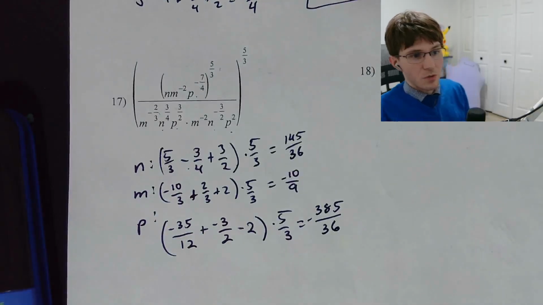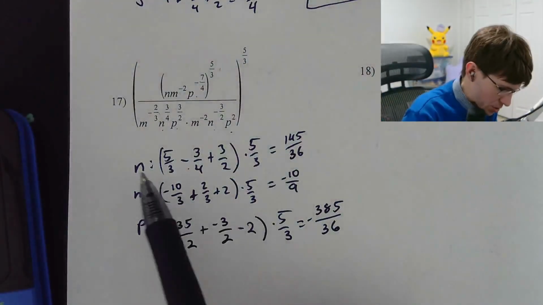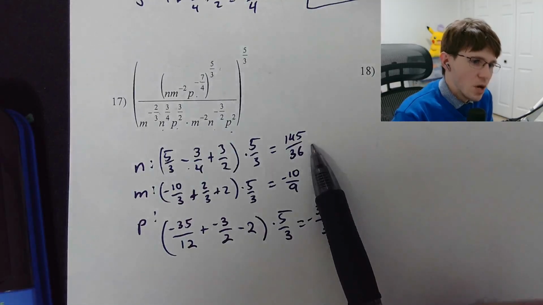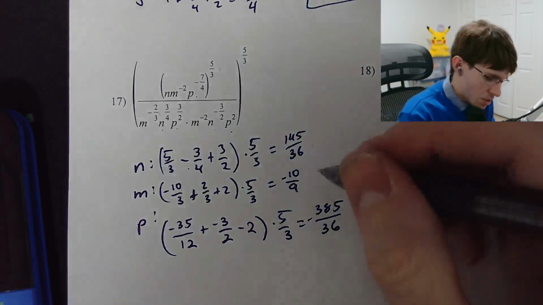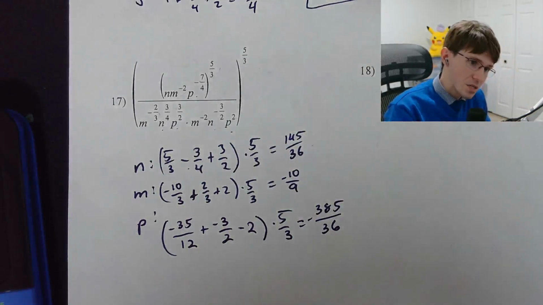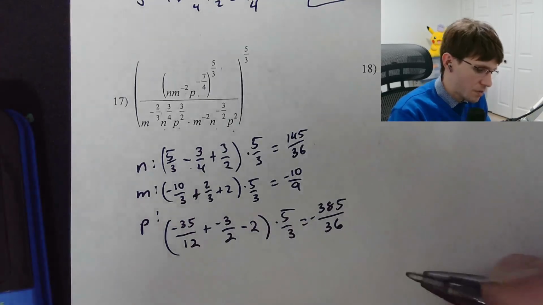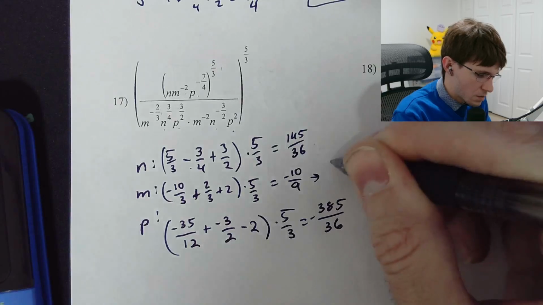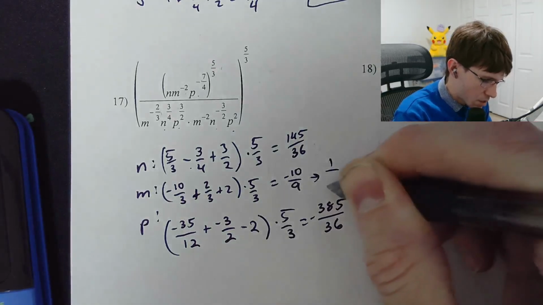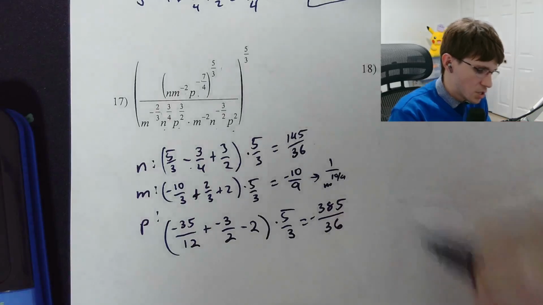All right. So we are going to have one part of our answer done. This n is going to be good to go, but this one is going to end up being a 10/9 in the denominator. So it's going to be a positive 10/9 in the denominator. It's going to end up being like a 1 over m to the 10/9, just like that.